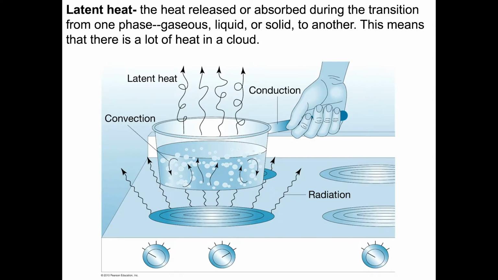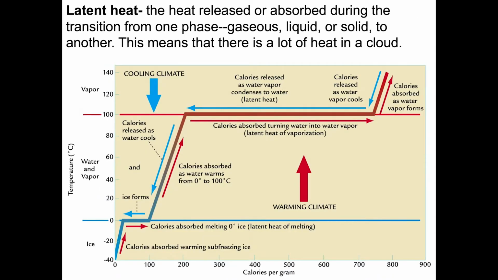Latent heat that is released or absorbed during the transition from one phase to another, whether it's a gas phase to a liquid, liquid to a solid, or solid to a gas, means that there's a lot of energy in a cloud. We can see that here graphically, where we're going to start out with some ice at minus 40. So typical winter day here in Saskatoon, walking into school, something we used to do. At minus 40, the ice you're walking on could be heated up.